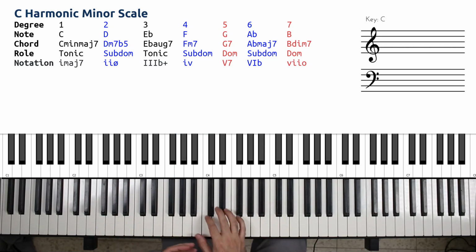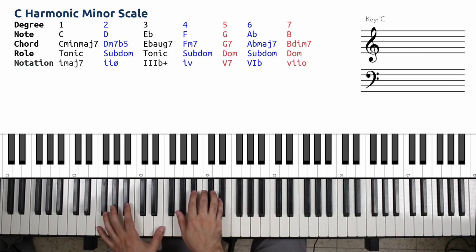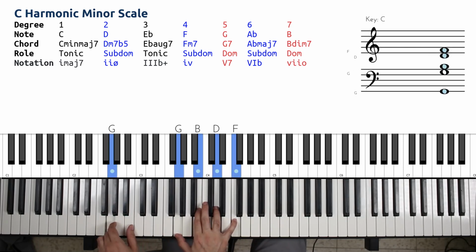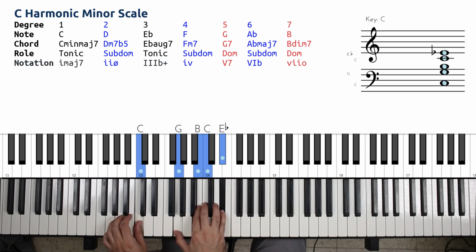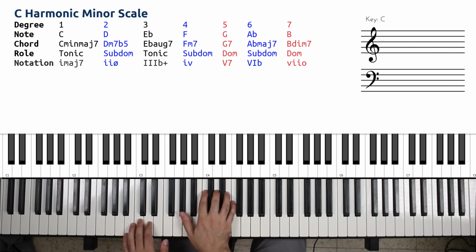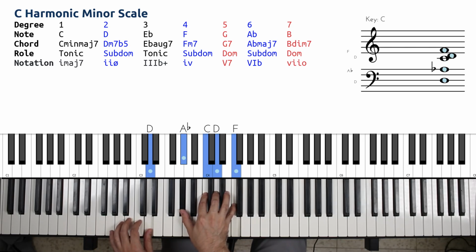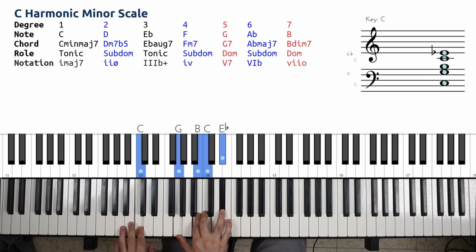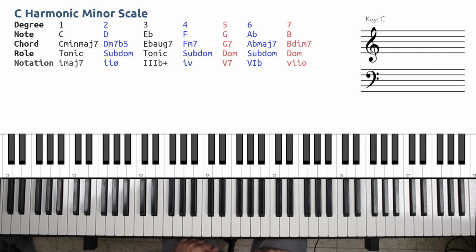We can have another example. Let's do a 4-5-1, which would be F minor 7, G dominant 7, C minor major 7. What about a 2-5-1? Well, this would be a D half diminished to G dominant 7 to a C minor major 7. So that's the harmonic minor for you.